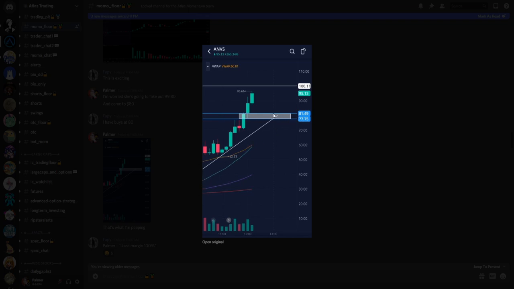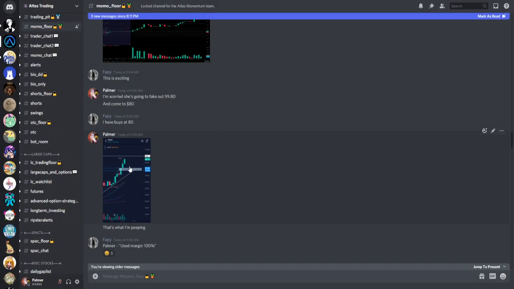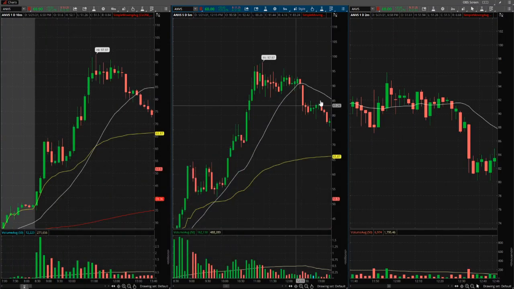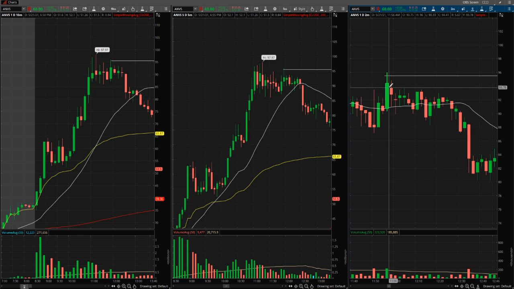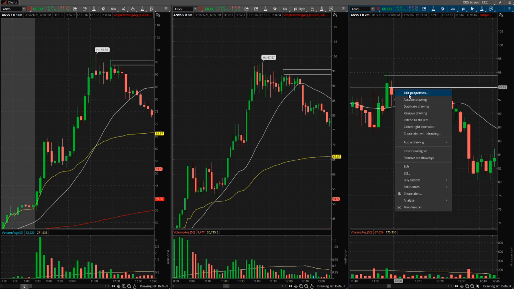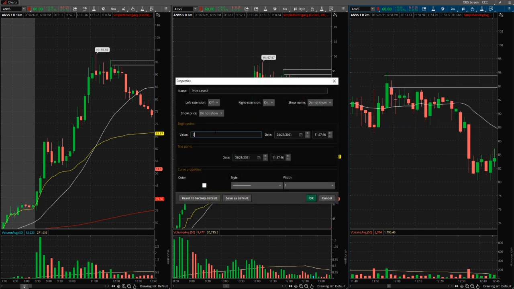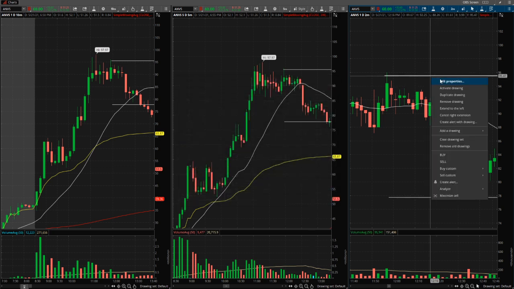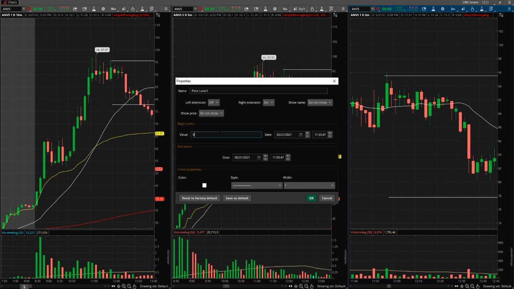And this 81.50 to 77.75 zone was where I figured that by the time price came down and met trend support, that's where it would be. So let's look at that, 81.50 to 77.75. And then 81.50.